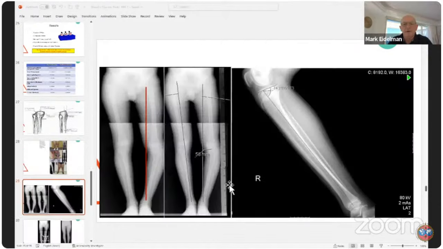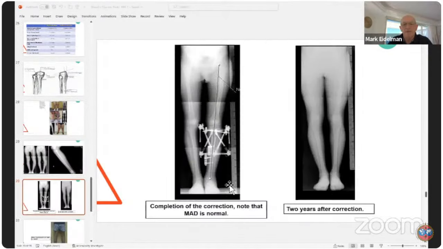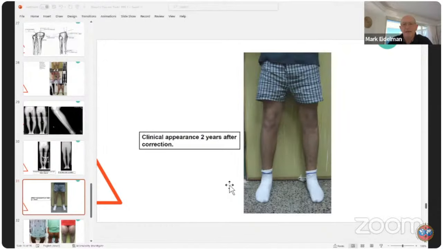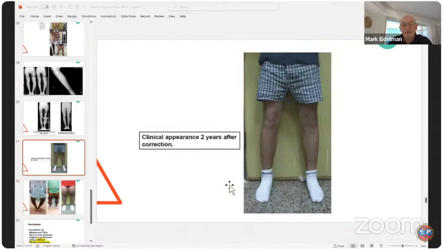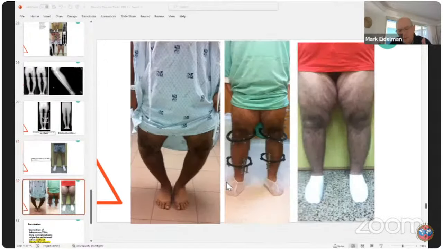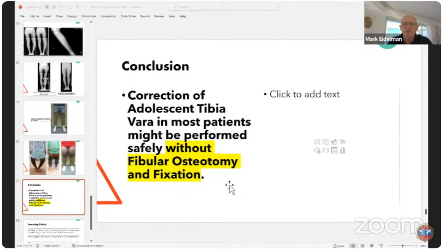Some examples before and after. This is the clinical appearance after 2 years. I did it in many so-called classical obese Blount patients and had uniform and good results without any osteotomy of the fibula.